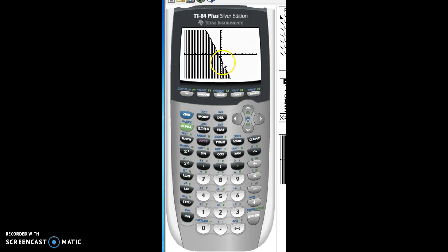So again, if you need these coordinates, go to the table to get it exact, and then this is what your graph should look like.